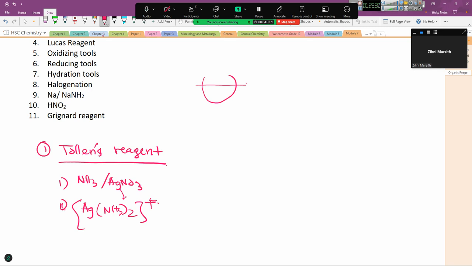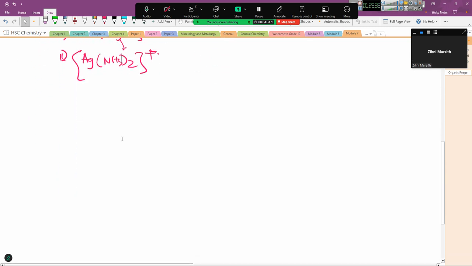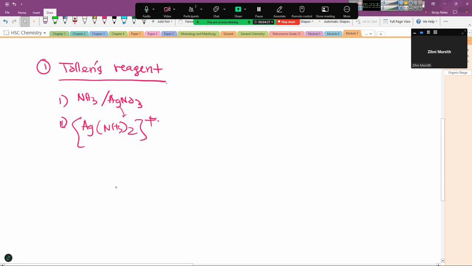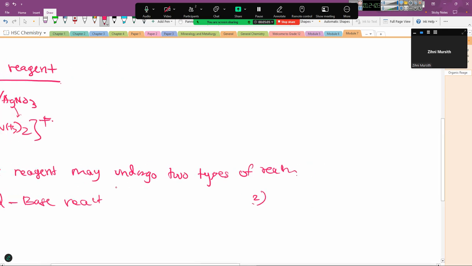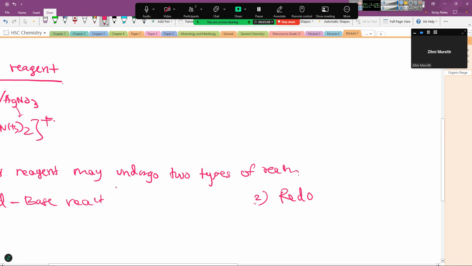And the second one is that the Tollens reagent may undergo two types of reactions. So now the second point is Tollens reagent may undergo two types of reactions. The first one is going to be acid-base reaction. And the second one is going to be redox reaction, you know, reduction and oxidation. Redox reaction, right?